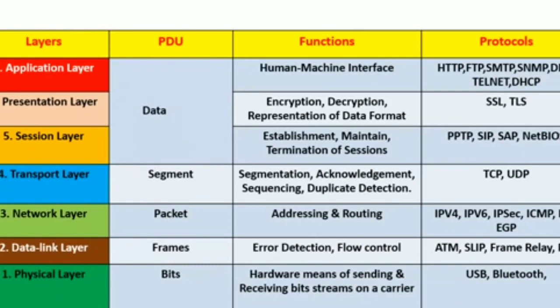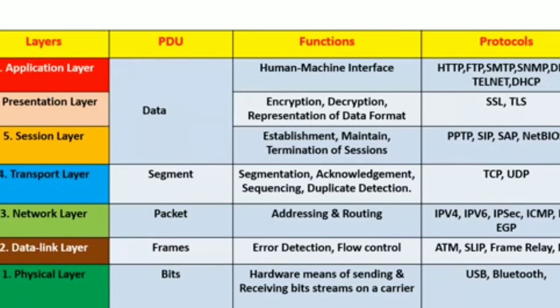The second layer will be the data link layer. The protocols used will be ATM, SLIP, frame relay, and point-to-point protocol. The functions performed by the data link layer will be error detection and flow control. Whether the data has been properly sent will be identified by the flow control mechanism, and if any error has occurred, that will be detected by the error detection mechanism.